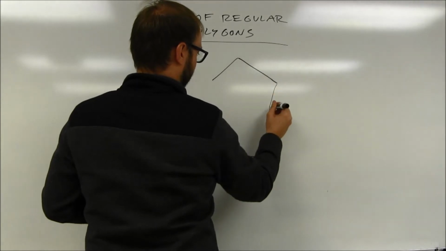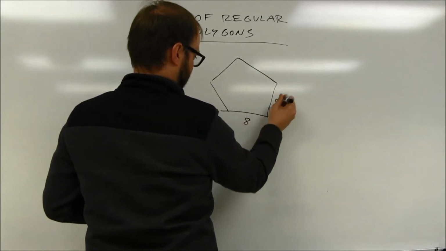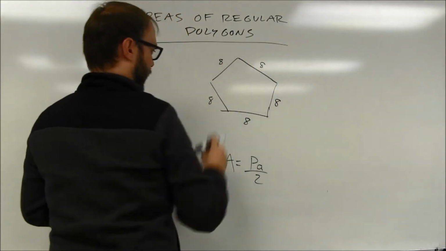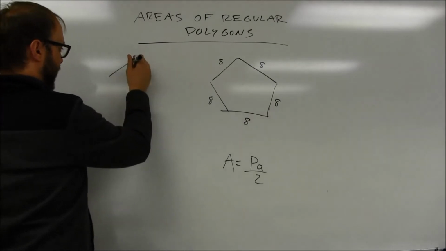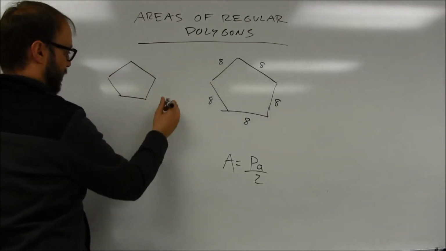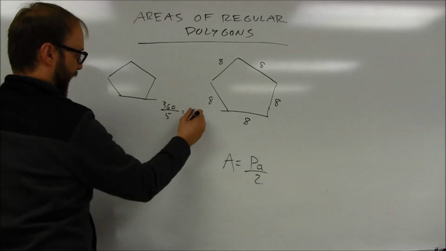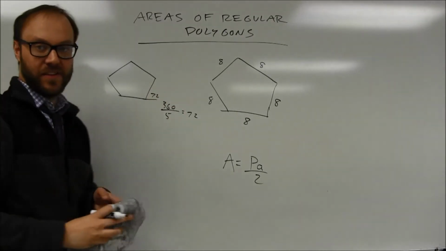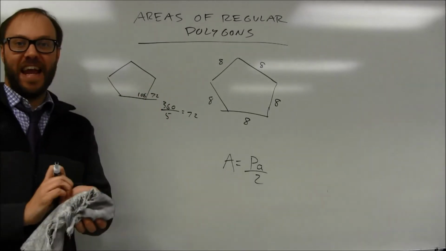Regular pentagon. Let's say it's a regular pentagon, and the side lengths are 8. Angle measures are hugely important. Remember, pentagons have exterior angles that add up to 360. You can divide by 5, and that tells you that each exterior angle is 72 degrees, which is going to mean that the interior angles are 108 degrees.